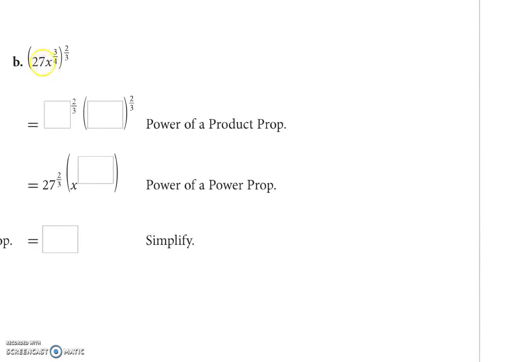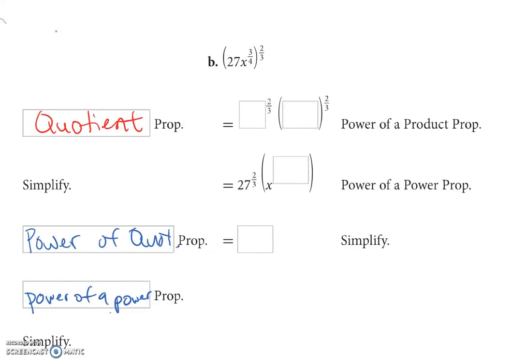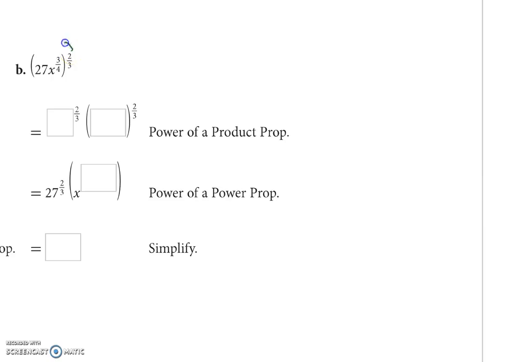So I see a product in here and I see a power out here. So what can I do with this exponent? I'm going to distribute that to both of these. So I'm going to get 27 to the power of 2/3 and x to the power of 3/4 raised to the power of 2/3. And so let's simplify this right here. I have this power to a power, so I can multiply those. And the 3 and the 3 will reduce. And 2 over 4 is 1/2. So my exponent here is 1/2.